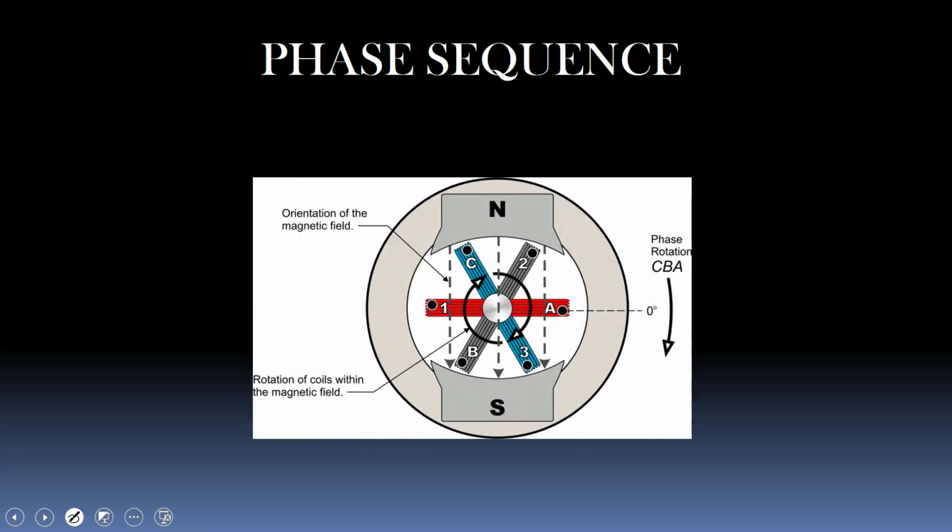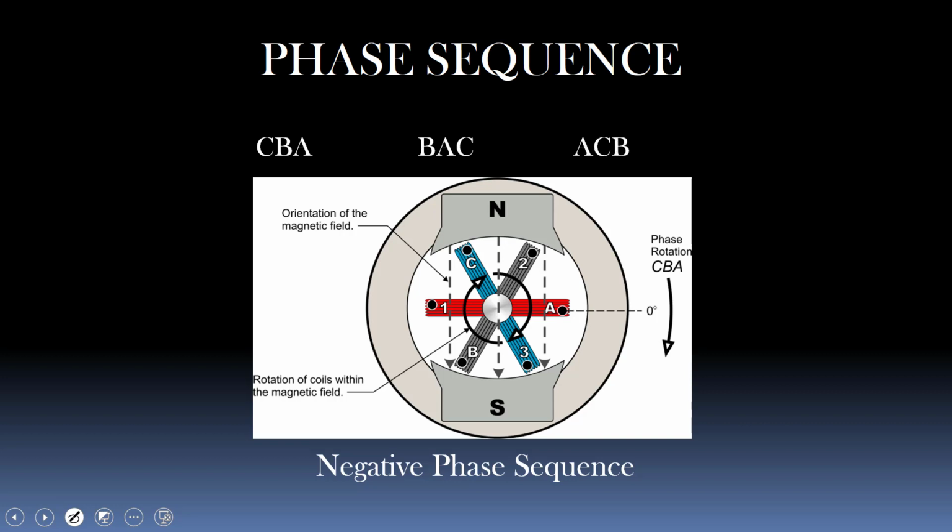We would get negative phase sequence. Now we would get going clockwise. So if we started with C goes by, the next one to follow will be B. Then the next one to follow would be A, because we're going in the opposite direction now. So we got C, B, A. Or if I want to start the phase sequence with the letter B, it would be B, A, C. If I want to start it with A, it would be A, C, B.